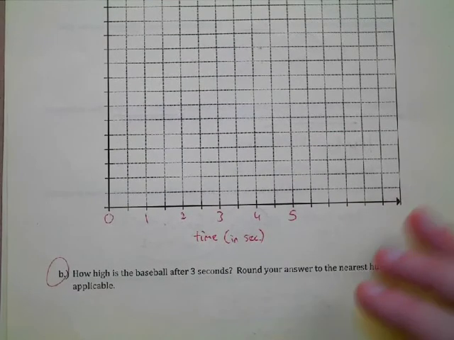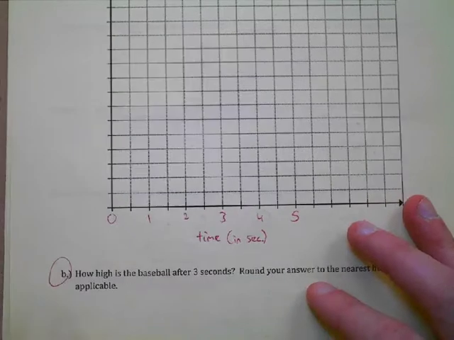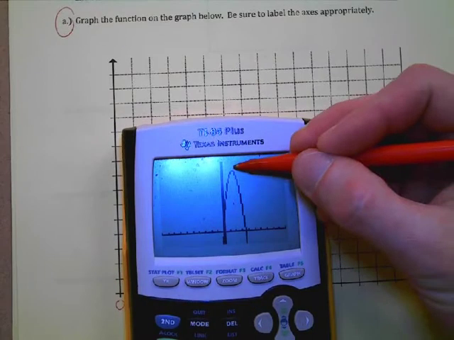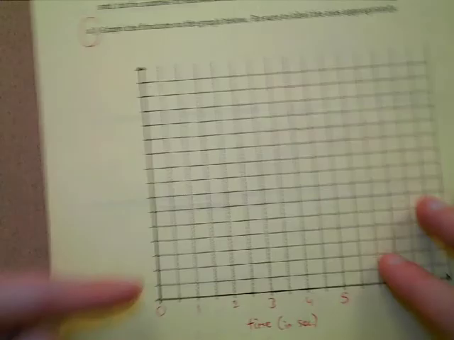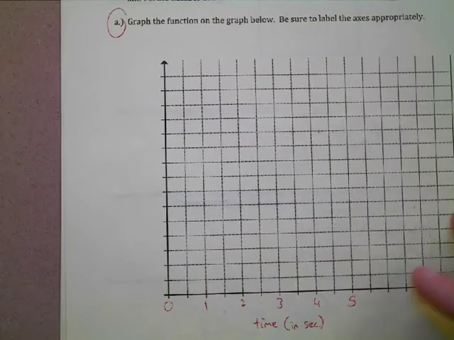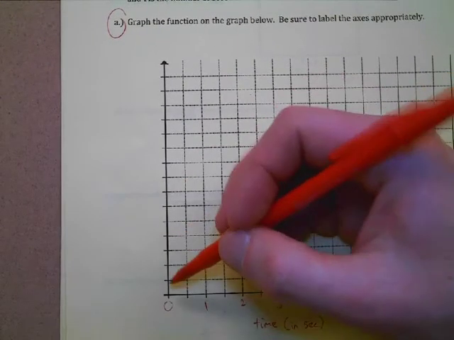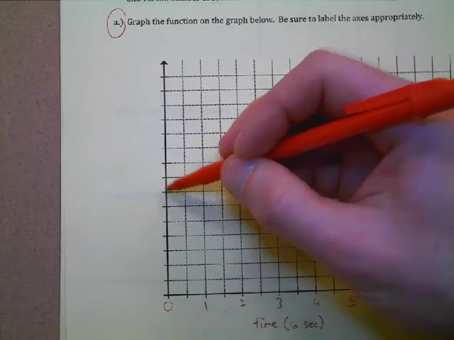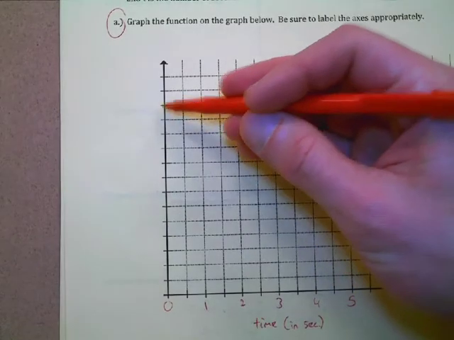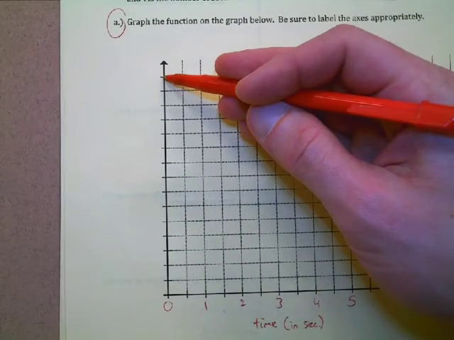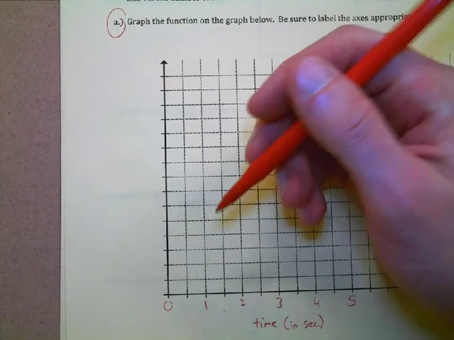What should my x-axis be labeled here? Time in seconds. And if you want to put the rest of that, like seconds after the ball was hit, that's fine too. How about then for the y-axis? Remember, I had to graph up to 60. So would counting by ones here be a good idea? No. Probably not.